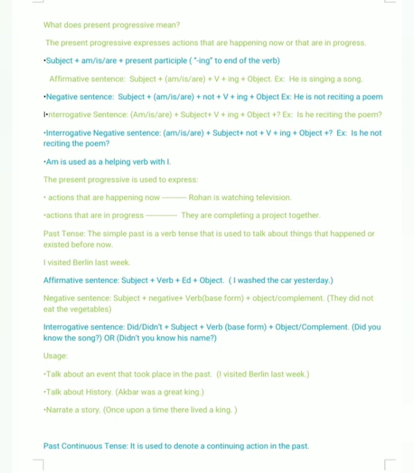Now come to past tense. What is a past tense? The simple past is a verb tense that is used to talk about things that happened or existed before now.